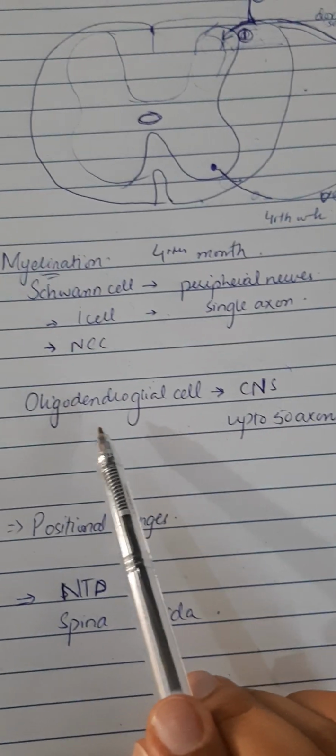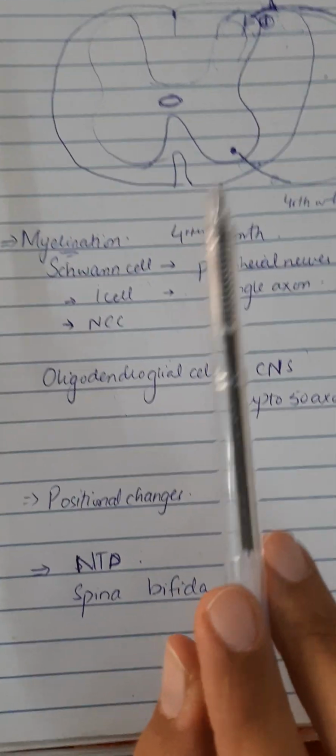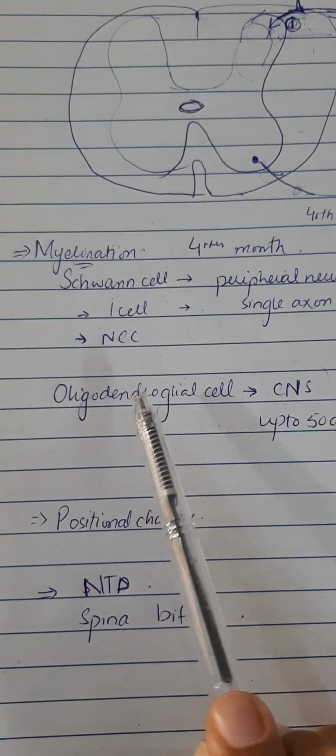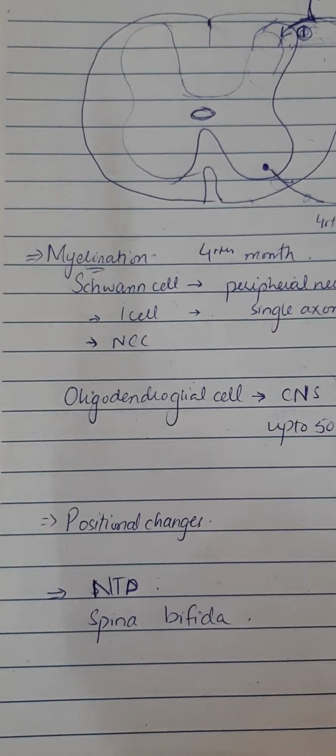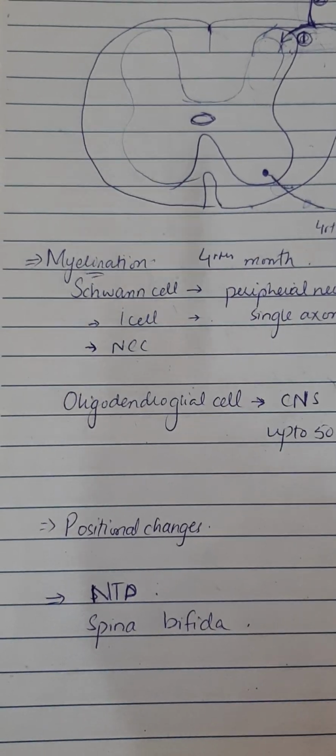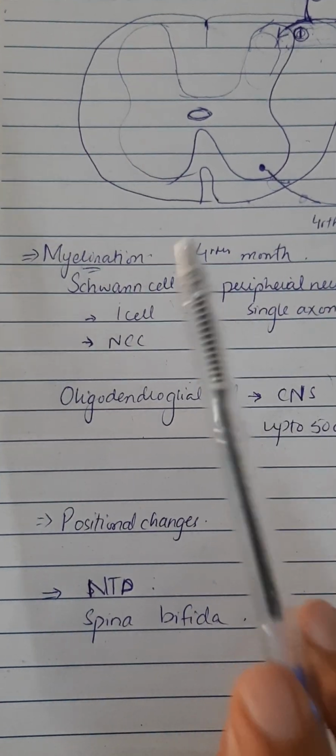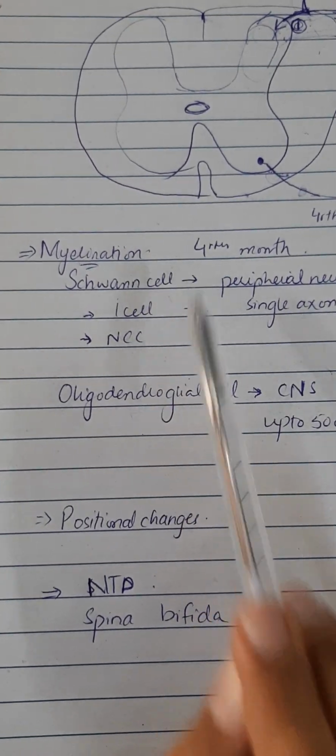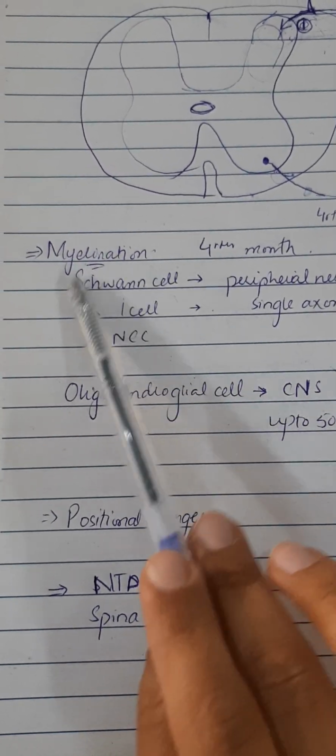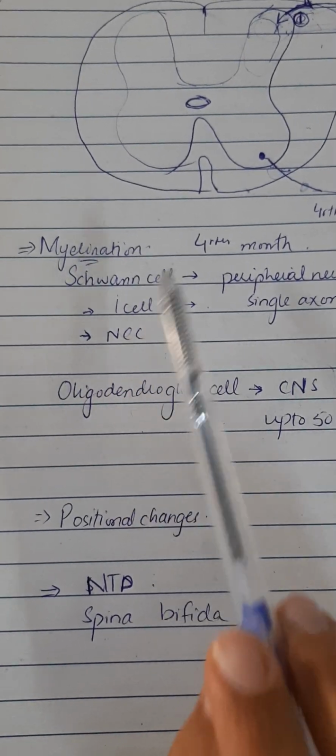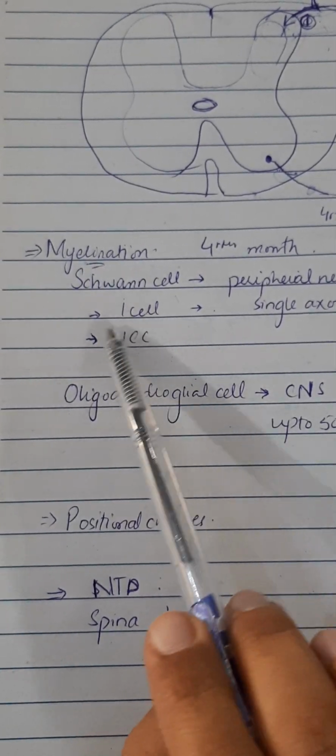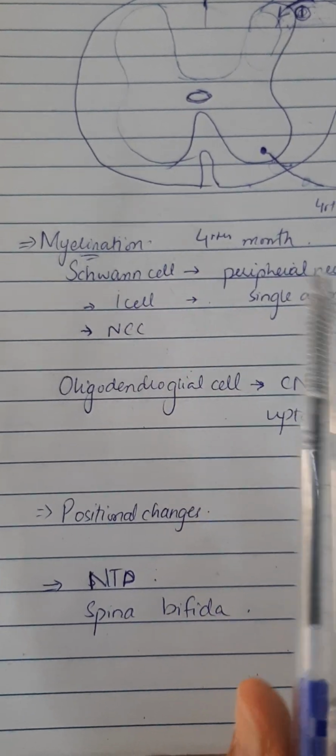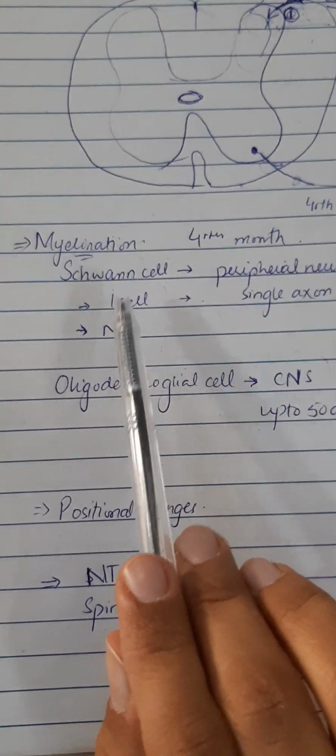Oligodendroglial cells, where do they arise? Now, if you have watched my previous video, you must know that they arise from the glioblast, and glioblast originated from the neuroepithelial cells, which were the cells of the neuroectoderm, right? So these are the two types of cells. Now the Schwann cell, where does it arise from? This is going to arise from the neural crest cells, right? It is going to arise from what? From the neural crest cells. Okay, neural crest cells, Schwann cell.